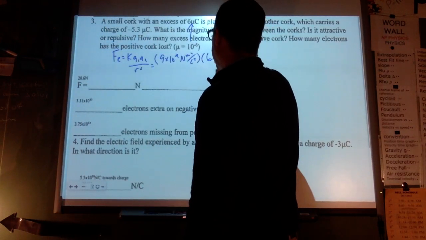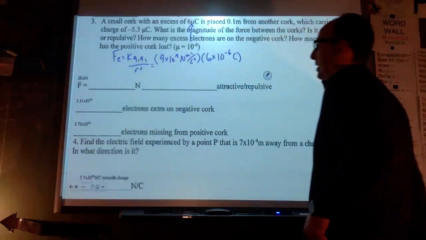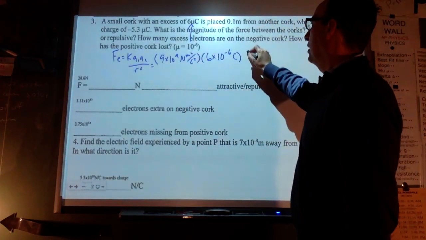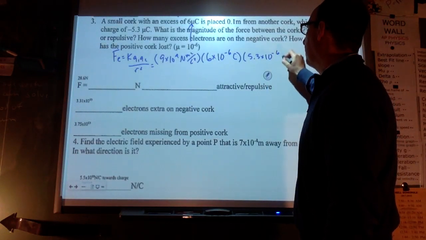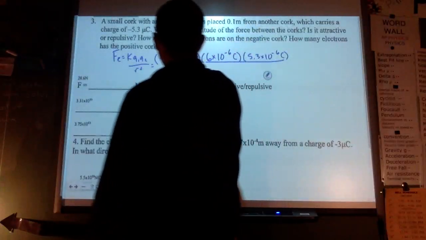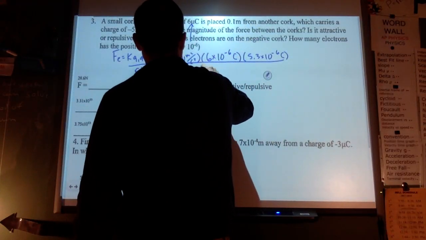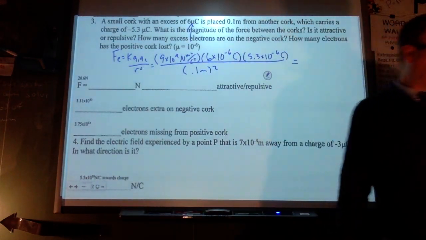So I'm going to have 6 times 10 to the negative 6. So our prefix micro says that it's a millionth. And then I'm not going to put the negative in here because I'm looking for magnitude. So it's just going to be 5.3 times 10 to the negative 6. And then this is going to be divided by 1.1, and we have to make sure that we square it.